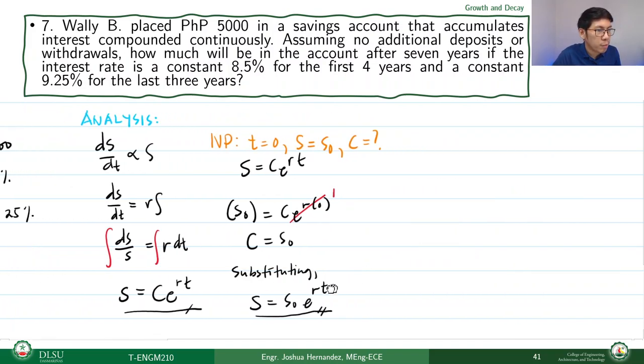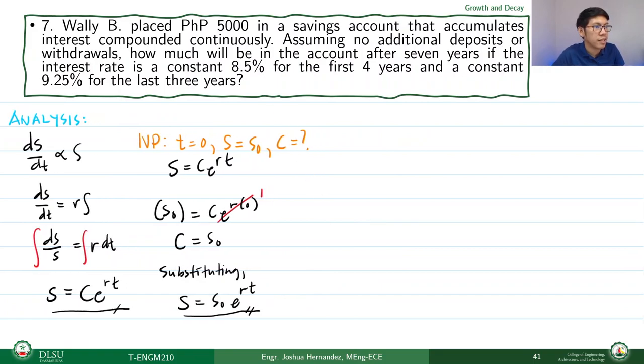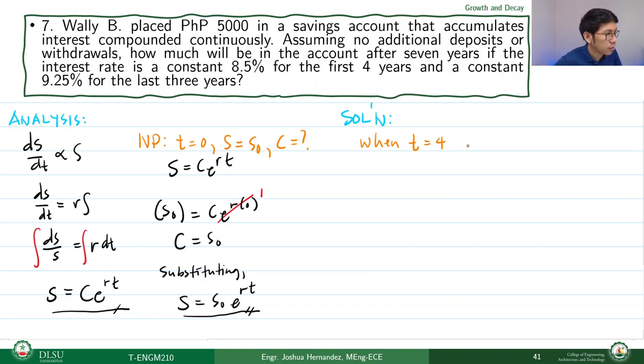Now, ito na yung application part. So, solution. Apply na natin yan. Yung na-derive natin na equation. Ang tanong niya ay, on the end of the seventh year, how much will be in the account? So, apply muna natin yung first 4 years. No? When t is equal to 4, the rate daw is 8.5%, right?